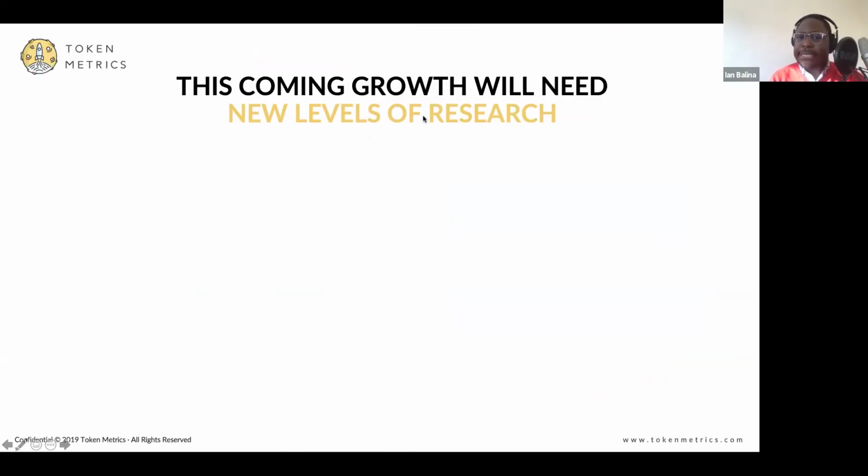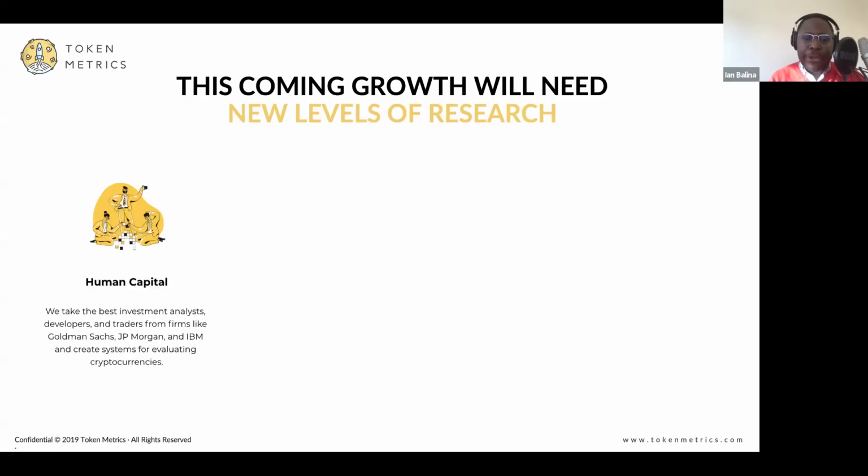So how do we compete? Well, we think with Tokenmetrics, we're building really three main pillars. The first pillar is human capital. We take the best investment analysts, the best developers, the best traders from firms like Goldman Sachs, JP Morgan, IBM, and we take their brain trust, their knowledge, their systems of evaluating cryptocurrencies from fundamentals to technology and code reviews to technical analysis. We take that human capital and we codify it. We turn that into a system. We turn that into software and code.